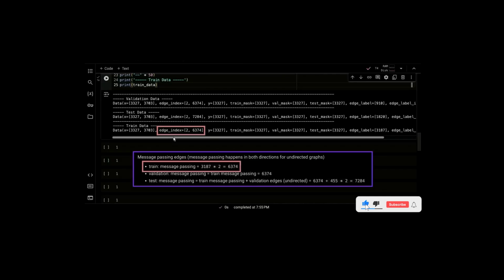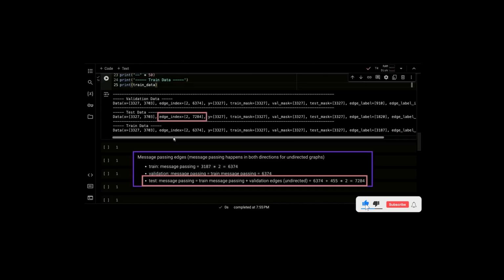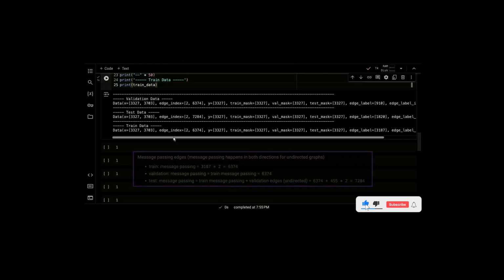Now, when you're performing validation using the validation dataset, you only use the message passing edges of the training data, which is equal to 6,374 once again. And finally, when you work on the test data, the message passing edges of the training data and the message passing edges of the validation data are both included. That gives you 6,374 plus 455 multiplied by 2. That is 7,284 message passing edges for the test data.